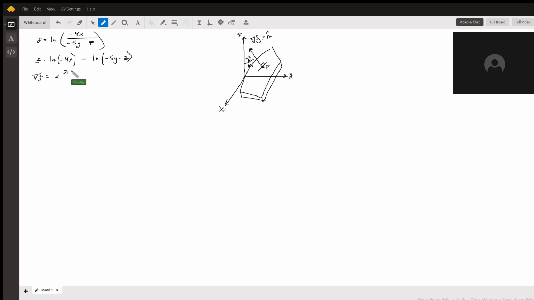This is going to be the partial derivative of the function with respect to x, the partial derivative with respect to y, and then the partial derivative with respect to z, at, and we'll use this symbol, you've probably seen this before, at the point P that they're providing. In this case, it is negative 4, negative 5, 9.